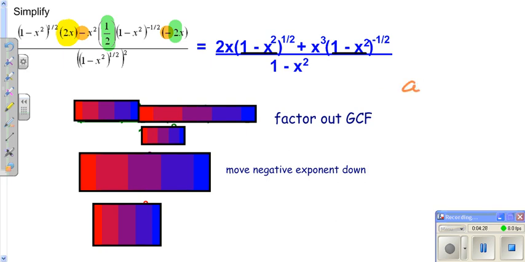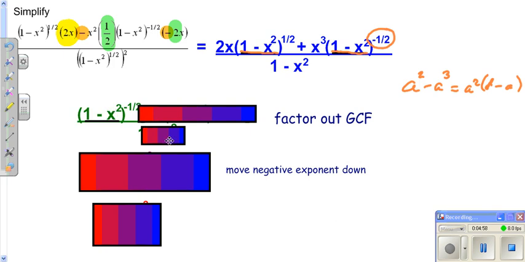Now, if you had an a squared minus an a cubed and you were asked to factor, you would pull out your a squared. You would pull out the smaller exponent. Well, we're going to do the same idea here. Here we have our common factor in the top. We're going to pull out the smaller exponent. The smaller exponent would be this right here, to the 1/2. We're not going to do anything to the bottom. So we are going to pull that out to the negative 1/2.